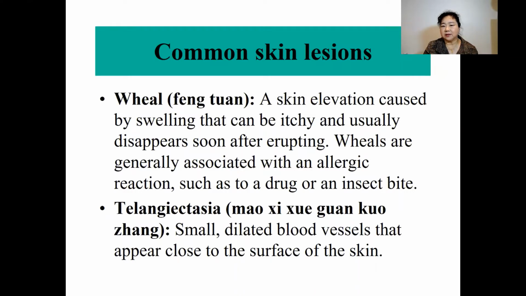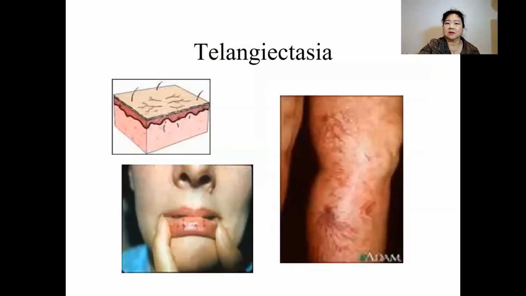Telangiectasia, which Chinese call maoxi xueguan kuozhang, refers to small dilated blood vessels that appear close to the surface of the skin. Telangiectasia.